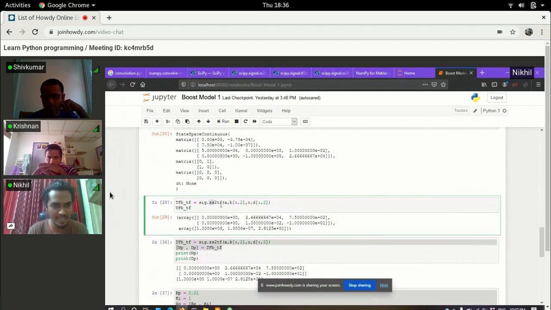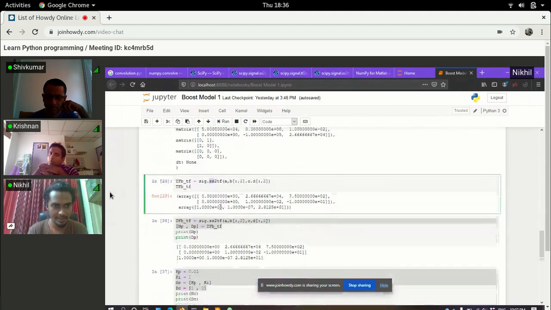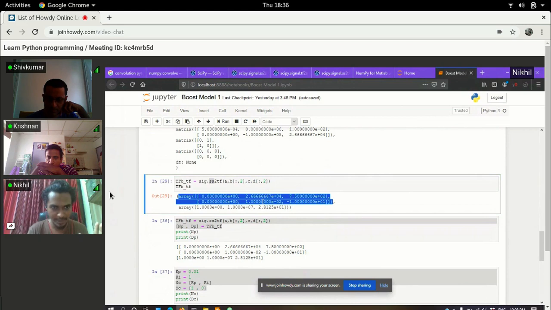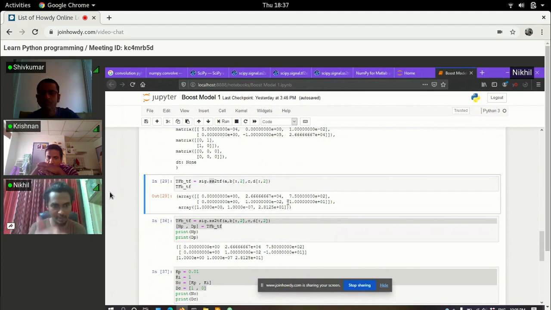State space to transfer function, in the signal package of SciPy. It returns numerator and denominator. Okay, so now there are two arrays. I am assuming this is the numerator and this is the denominator. By observation, I am not able to understand what are these values. So from here onwards, I will require your help.